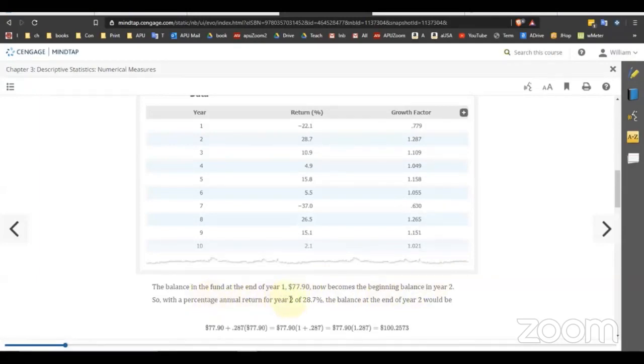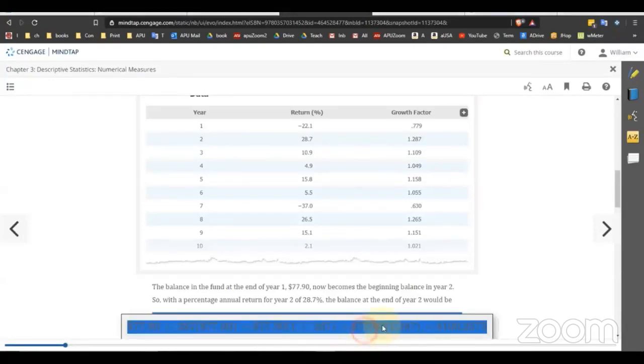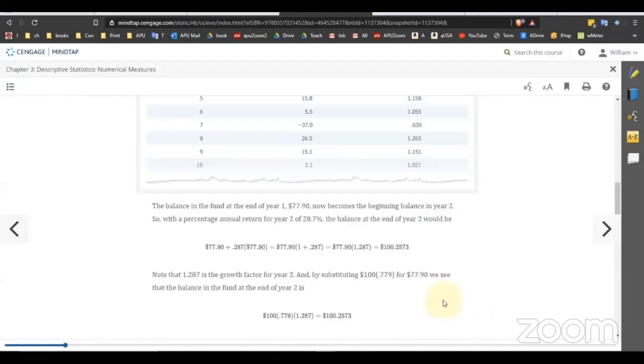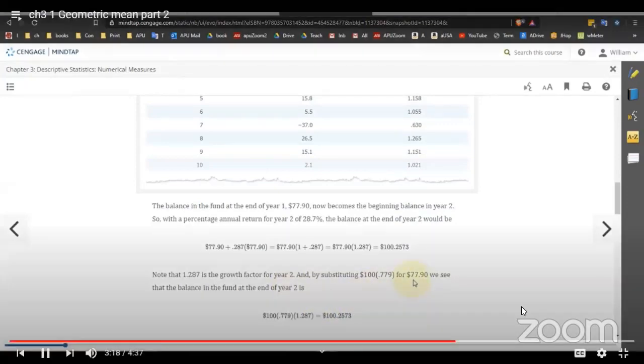So with a percentage annual return in year 2 of 28.7%, the balance at the end of year 2 is going to be 28.7% higher than what we started with, which is this much. So it's going to be what we started with plus 28.7% of that, which is this, which again, we can factor the 77 out, and we get 1 plus, that's going to be the growth factor. So this is the growth factor here. Note that 1.287 is the growth factor for year 2.